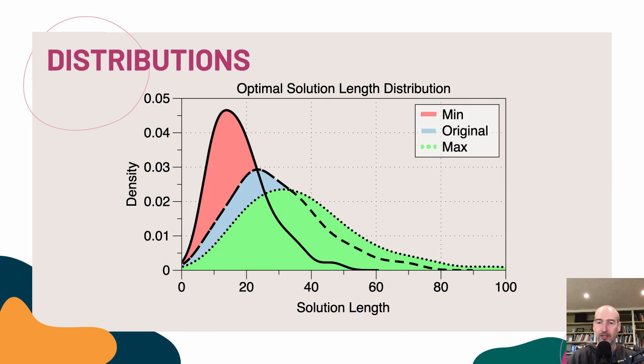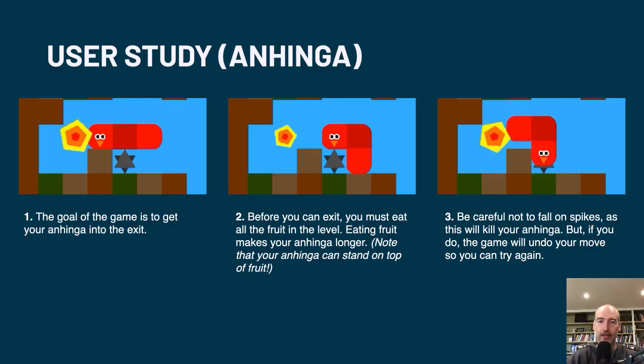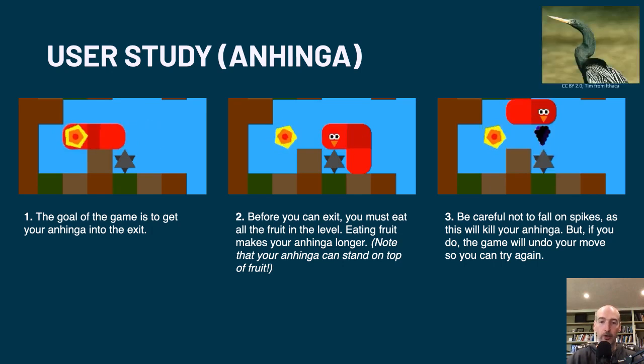But this, of course, just says that there are these changes, but maybe players don't find them interesting, so we're going to evaluate that in a user study. Our user study is in our research implementation, which is called ANHINGA, and this is named after a bird, which has a nickname of the snakebird because it looks like a snake swimming in the water.